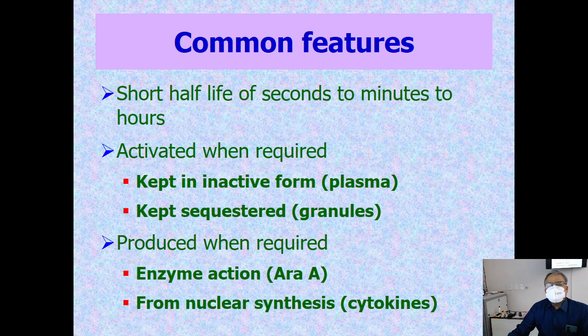So as you can understand, if you want an inflammation to be more sustained, then you want it to be present for a longer time period. As I said, they are activated when they are required, but when they are required it is in an urgency. You want it right now. There's no time for it to be synthesized for a few hours and then it will come. Too late for that. So they are always kept ready. Either you keep it in an inactive form or you keep it sequestered, so it's in active form, but it's limited by the membrane. Others are produced when required, and these can also be quite fast. That means this is similar to an inactive form. Arachidonic acid metabolites are the typical example. The other is slower: synthesis, nucleosynthesis, takes a few hours. So it's not very fast.